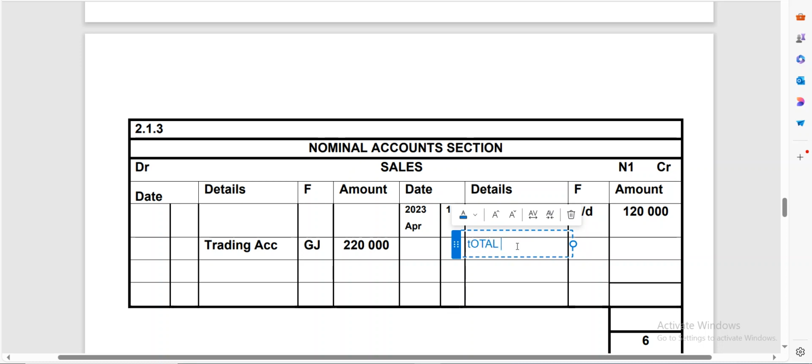So here I'll write total, let me use a black one. I'll write total sales here, total sales, and remember we need to write the date here. So it's going to be 2023, April date.